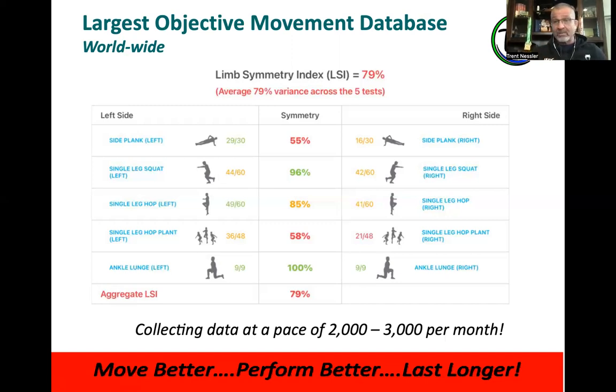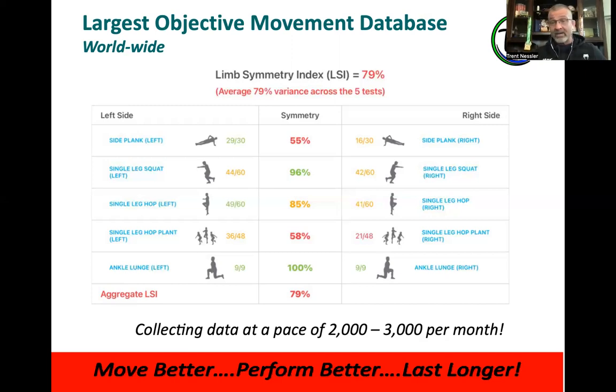We just launched a new system in July of last year. With this new system, we're capturing over 3,500 data points for every single assessment, and we're collecting this at a rate of about 2,000 to 3,000 assessments per month. We have about 450 systems across the US. We just launched to the UK, Australia, Canada, Africa, and the US.